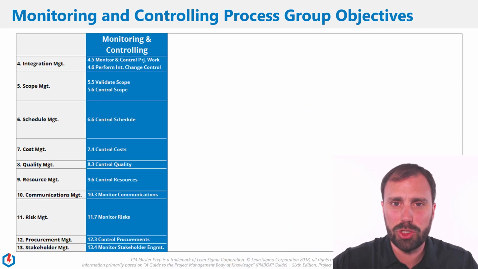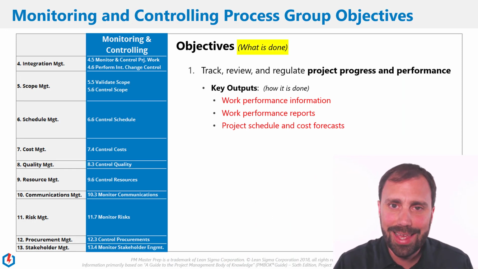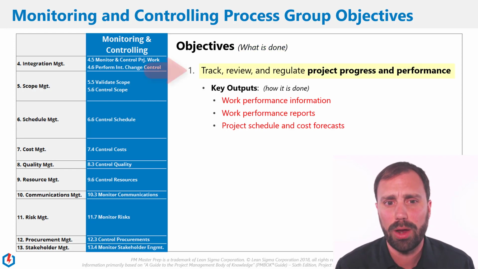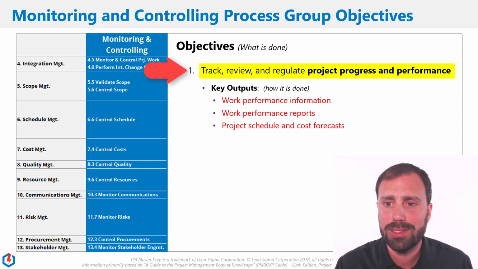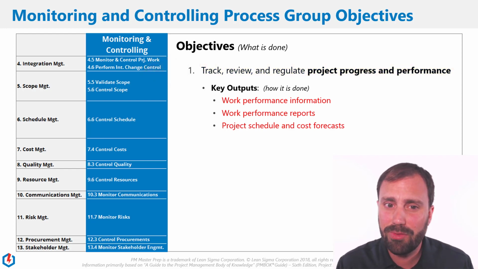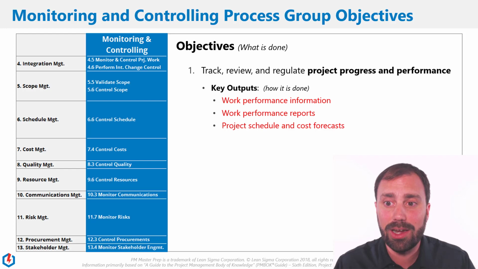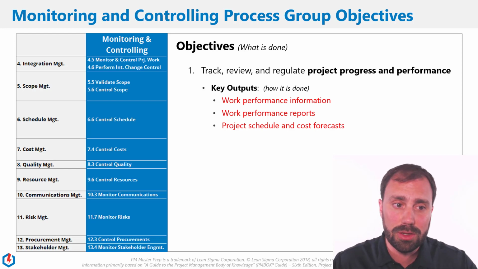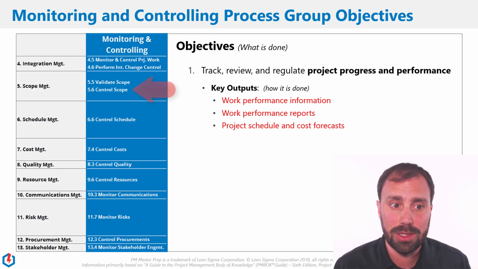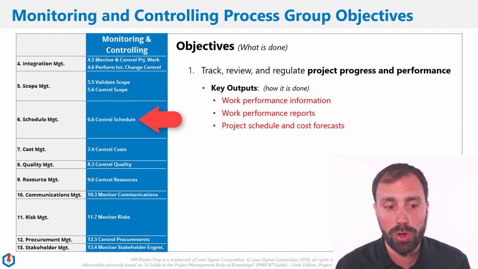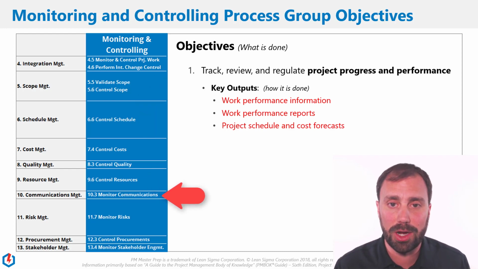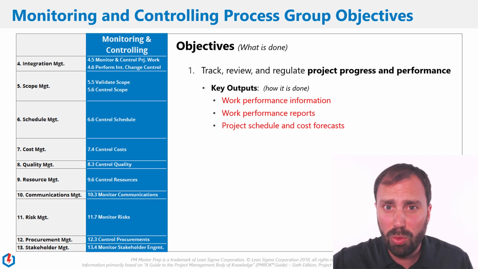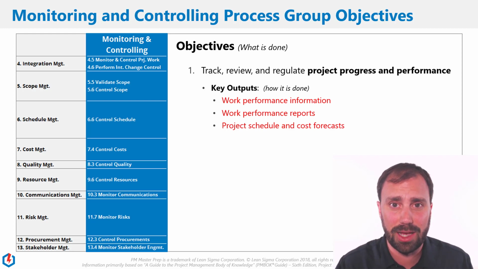Okay, so now let's look through the objectives, all right? And so the objectives are what is done. What is done? Not why or how, but what is done. All right, so objective number one is all focused around our project progress and performance. More specifically, we're trying to track, review, and regulate our project progress and performance. Now, as you see on the left side, the knowledge areas, there are tons of control processes. Control Scope, Control Schedule, Control Resources, and then some Monitor Communications, Monitor Risks. Those are different ways to say, hey, we're going to assess what's happening right now against what we thought should be happening. That's basically against a baseline or expectations.